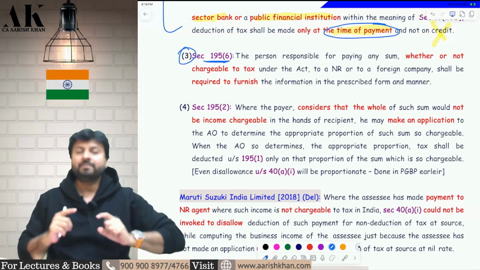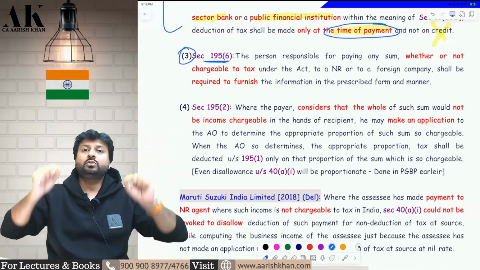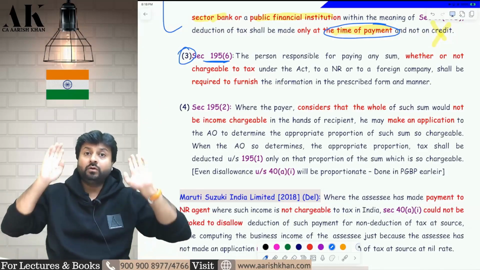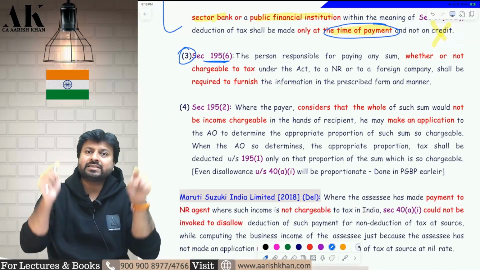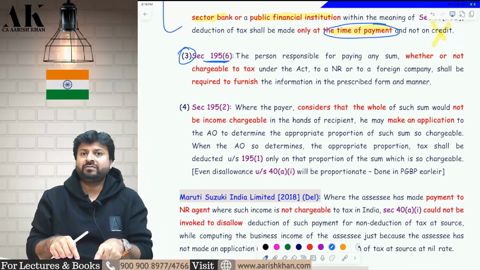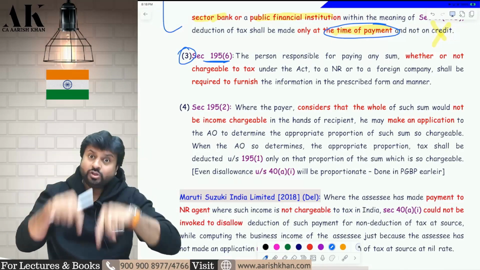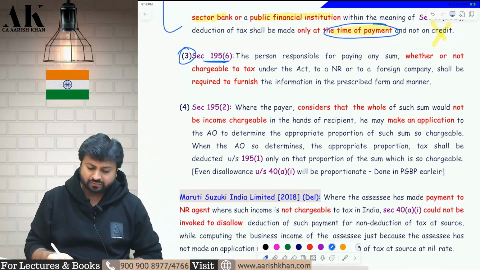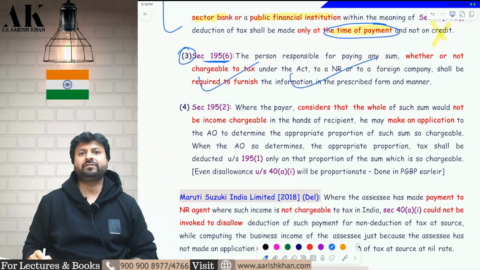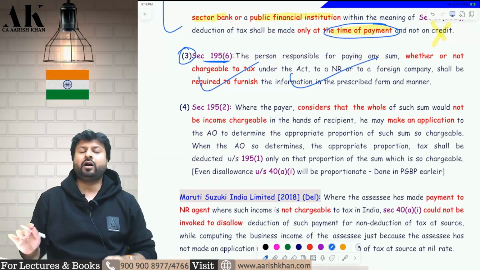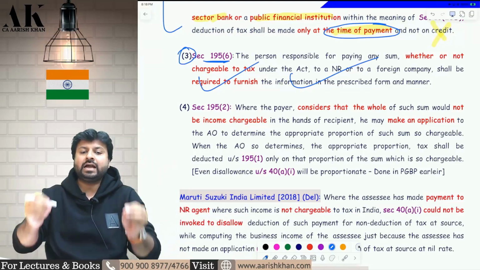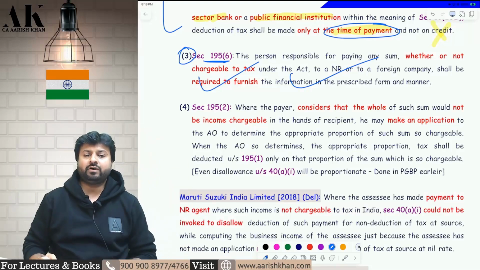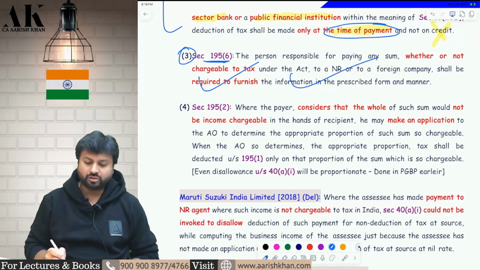195.6 says that when you are making a payment to a non-resident, you always have to fill the prescribed form, whether or not the payment is chargeable to tax. If it is chargeable to tax, then you have to fill the prescribed form 15CA, 15CB, and if it is not chargeable to tax, then also you have to fill the prescribed form 15CA, 15CB. Without filing a prescribed form, you cannot make the payment out of India. Every payment made outside India has to be along with the prescribed form 15CA, 15CB. Without that, it is not possible.